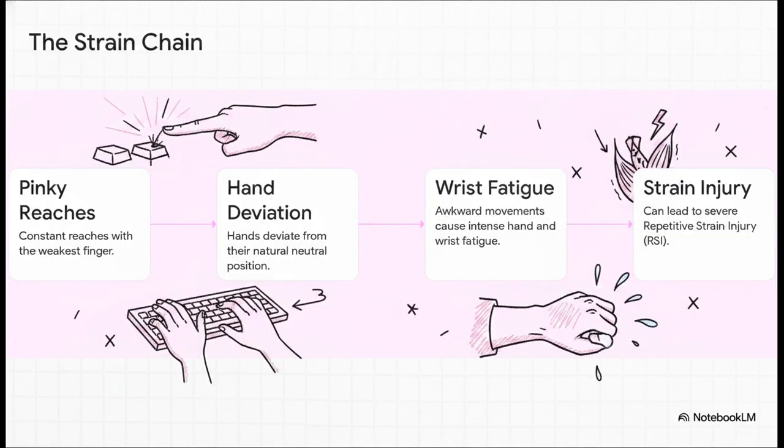And here's the thing. This placement isn't just slightly inconvenient. It actually kicks off a dangerous physical chain reaction. Over long coding sessions, those constant, repetitive reaches with your absolute weakest finger, the pinky, force your hand to constantly deviate from its natural, neutral position. That awkward deviation leads straight to intense wrist fatigue. And over time, that repetitive strain can literally contribute to severe, career-threatening repetitive strain injuries, or RSI.